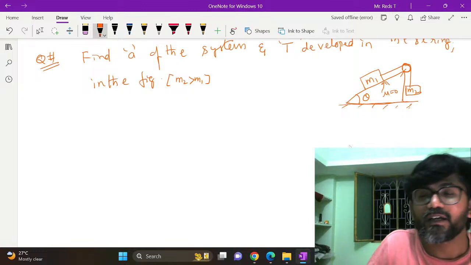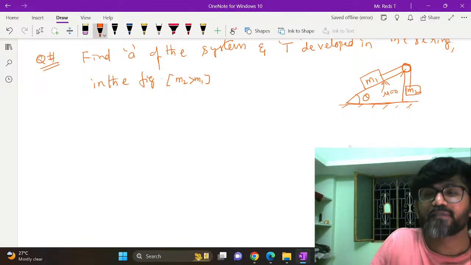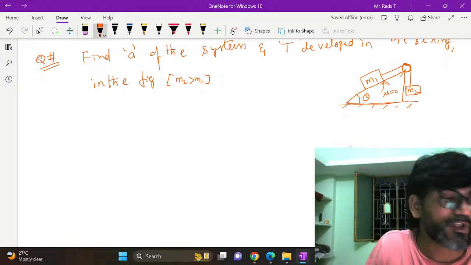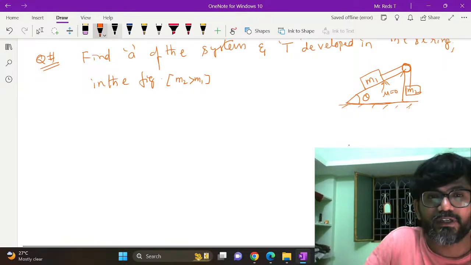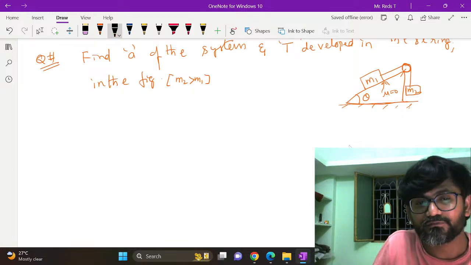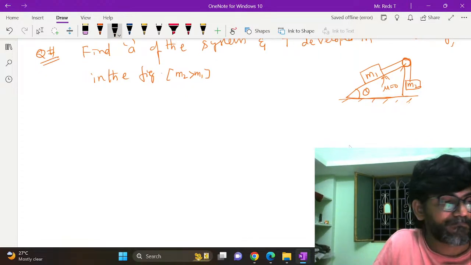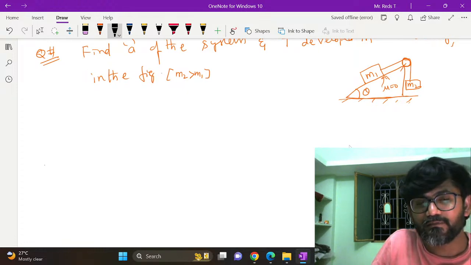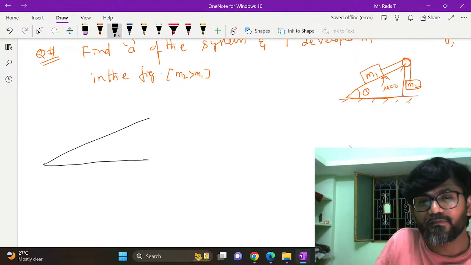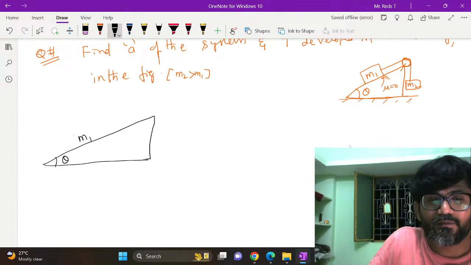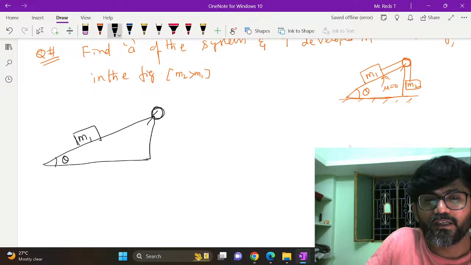So let us try to redraw this diagram. This is the given system. You have to redraw it by representing the forces, a little bigger. This is the system. Mark this angle theta. This is M1, and here is the pulley. The string is connected to this and passing over the pulley.